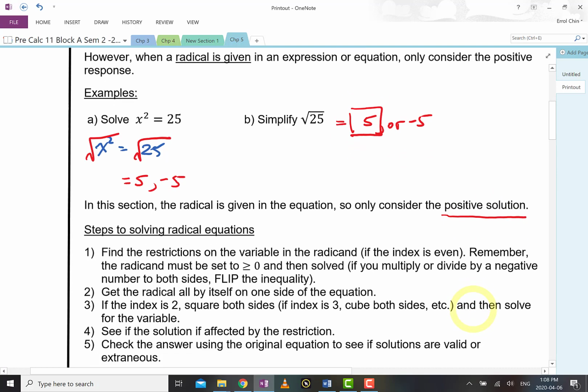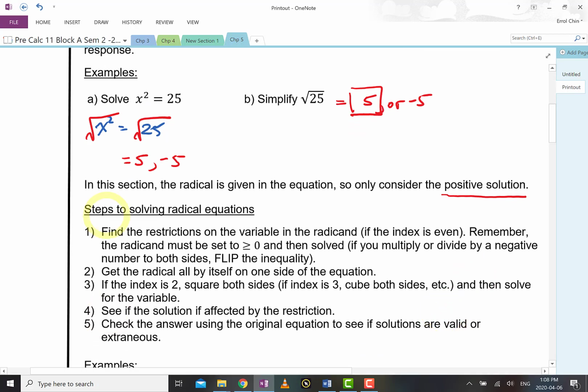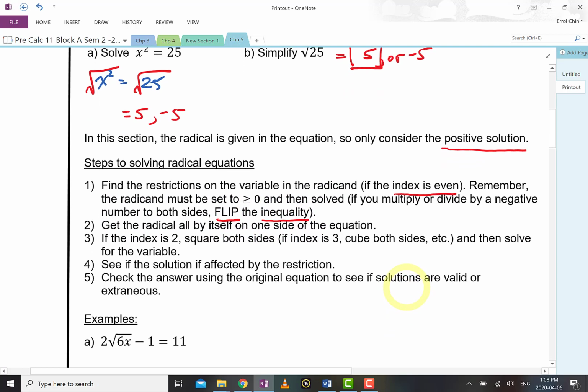All right, now it says here steps to solving radical equations. First of all, we need to find the restrictions on the variable in the radicand if the index is even. Remember that the radicand must be set greater than or equal to 0 and then solved. If you multiply or divide by a negative number, you flip the inequality, okay? So the direction of the inequality flips.